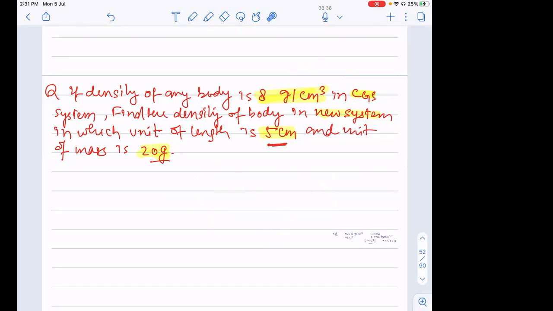Okay, 2 more questions are there of this topic in NCERT book. We'll do that also. Or you try yourself. Noted. This question is noted. Yes sir. Okay, ठीक है.